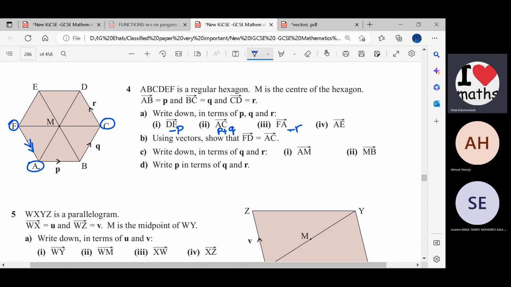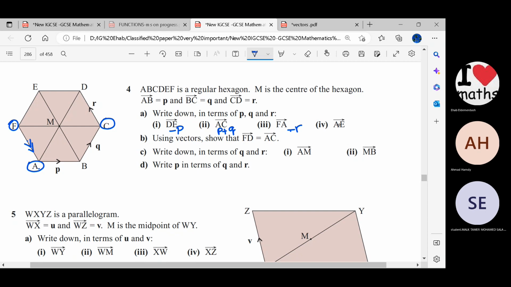Parallel only will not be enough. Equal only will not be enough. Both of them should be satisfied: parallel and equal. Are you with me? So I have the vector FA which is opposite to DC. So it goes into the other direction. How do I write it? I will write it as negative R.